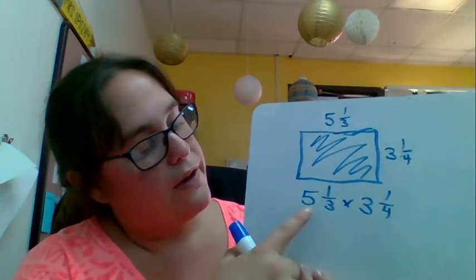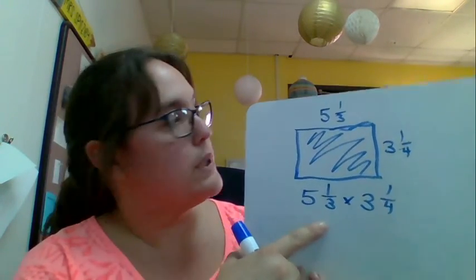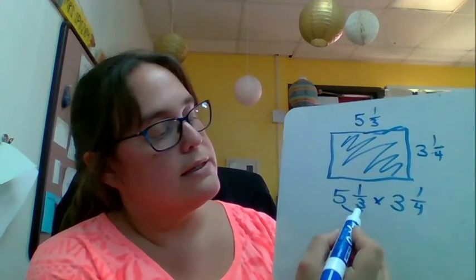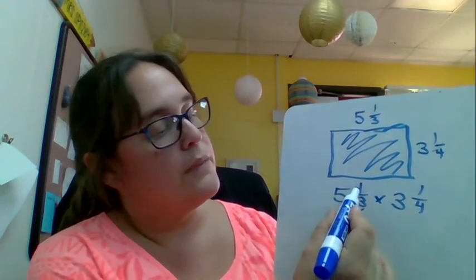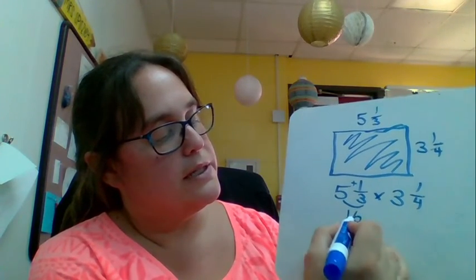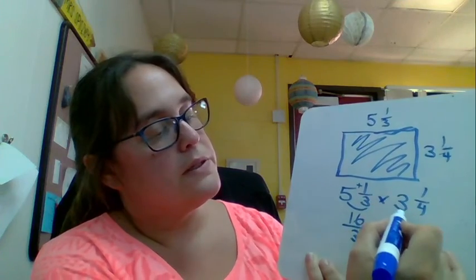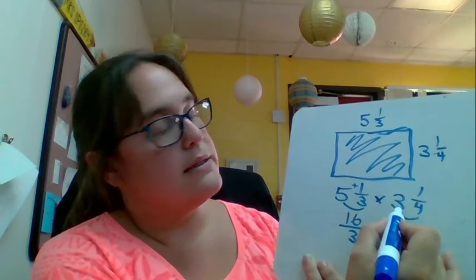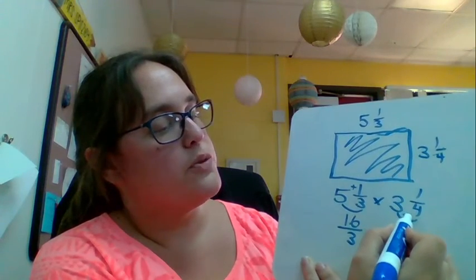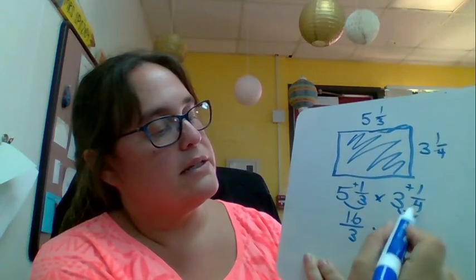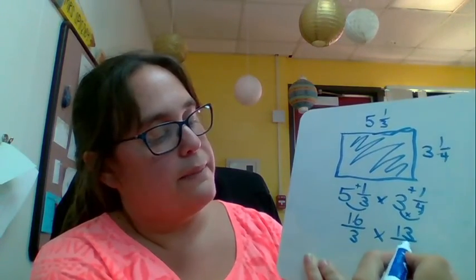Oh, we've got mixed numbers, so we need to turn them to improper fractions. 5 times 3 is 15, plus 1 is 16 over 3. Let's do the same thing here. 4 times 3 is 12, plus 1 is 13. Piece sizes stay the same.